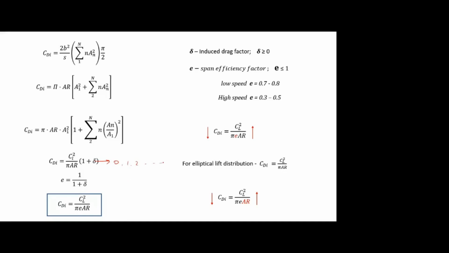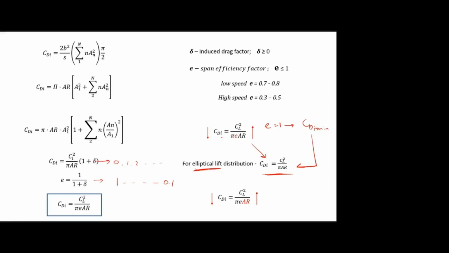Okay, del varies from 0 to positive. So E varies from 1 to some low value. So E has to be increased, maximum can reach 1. At that point only we will get the minimum induced drag. So if you compare with the elliptical distribution, here E is equal to 1. So this will be the minimum induced drag. This profile gives the minimum induced drag.